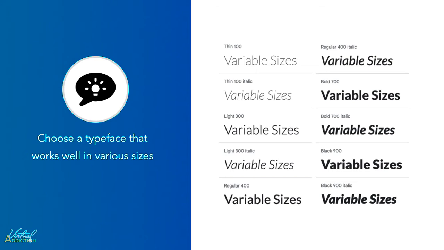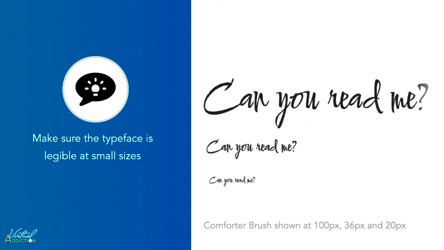Choose a typeface that works well in various sizes. Users will access your site from devices with different screen sizes and resolutions. Most user interfaces require text elements of various sizes. We'll have headers, body copy, field labels, buttons, and much more. It's important to choose a typeface that works well in multiple sizes and weights in order to maintain readability and usability at every size. Make sure that the typeface you choose is legible on smaller screens.